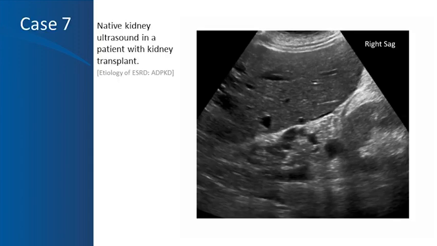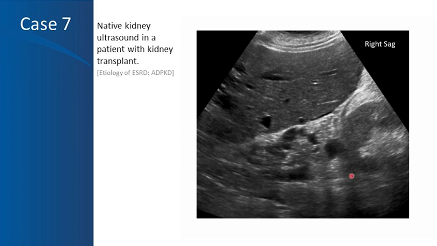So this is an ultrasound image of the native kidney in a patient with a kidney transplant a few years ago. The etiology of the patient's end-stage renal disease was autosomal dominant polycystic kidney disease. We just wanted to get an idea of her native kidneys. And also, as you know, the risk of renal cell carcinoma goes high after 1 year of ESRD or transplant, compared to the general ESRD population, in patients with autosomal dominant polycystic kidney disease.